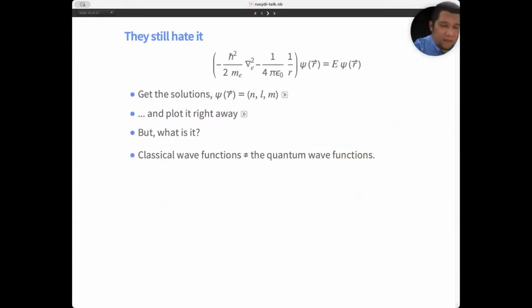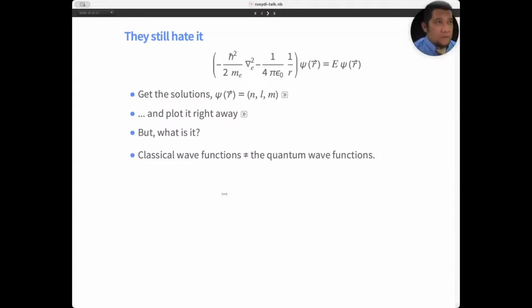Besides Wolfram Mathematica, there are a lot of tools out there, free or paid, that provide the computational solutions for the Schrödinger equation, including for hydrogen atom. But students still hate the Schrödinger equation. Why? Because they do not understand it, even though they may be able to get the solutions and plot them.